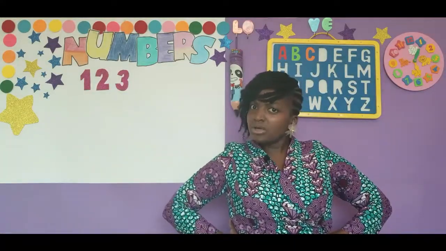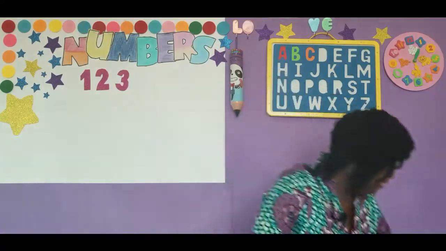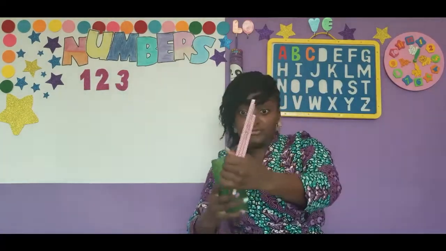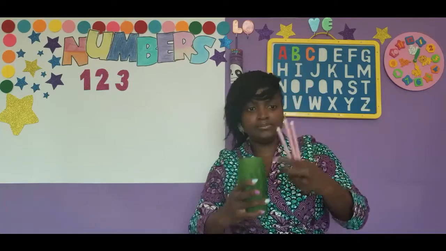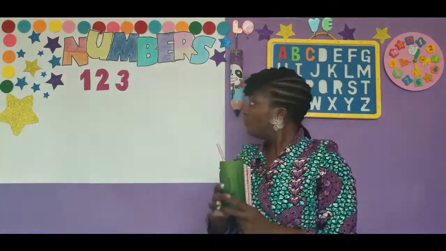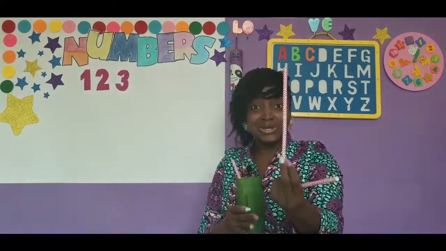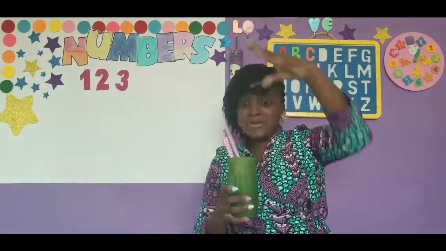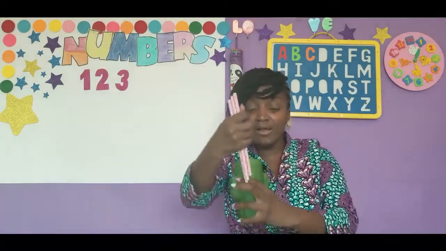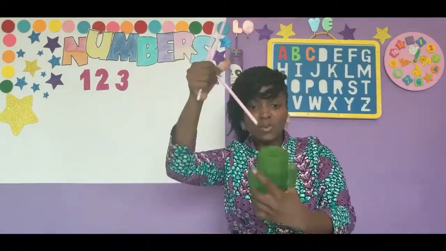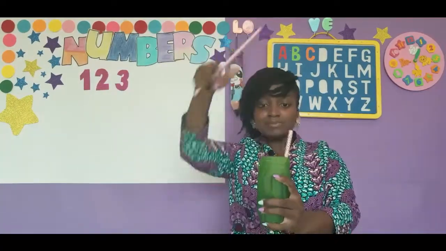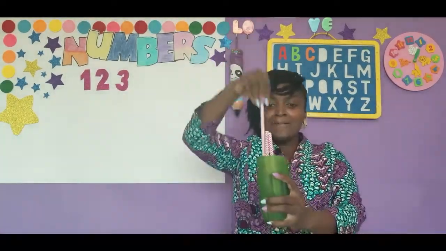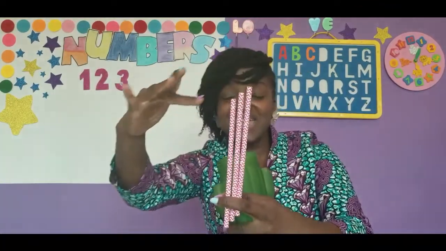Can we count? Let's count. Three straws. Yep, let me grab our straws so we can count. Oh, look, we've got 3 straws. Let's count them. 1, ba-doop, 2, ba-doop, and 3, ba-doop. How many straws have we got? 3 straws. Let's count them back into our jar. 1, ba-doop, 2, ba-doop, and 3. Ba-doop, we have 3 straws.